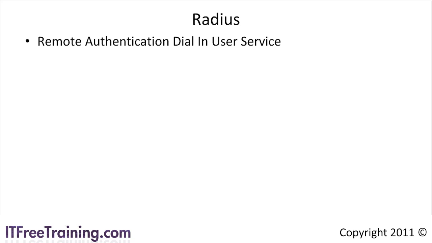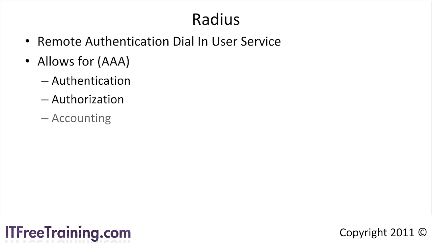The last thing that I want to look at is RADIUS. RADIUS stands for Remote Authentication Dial-In User Service. RADIUS allows for the central management of authentication, authorization, and accounting, also known as AAA. If you have a large organization and you want to centralize administration of your remote connections, you should consider installing a RADIUS server or multiple RADIUS servers throughout your organization.